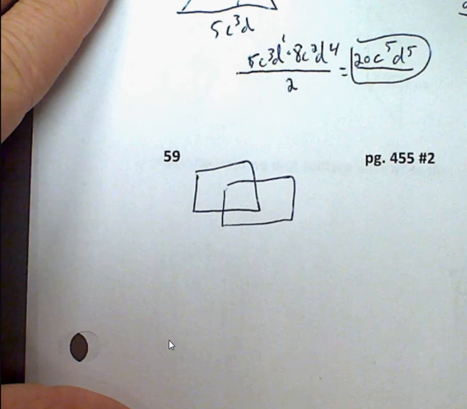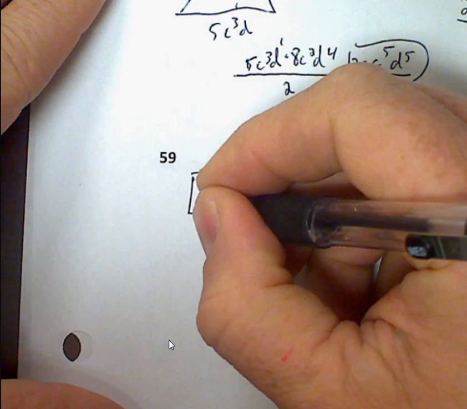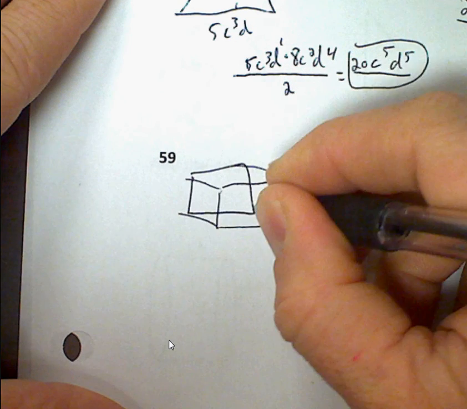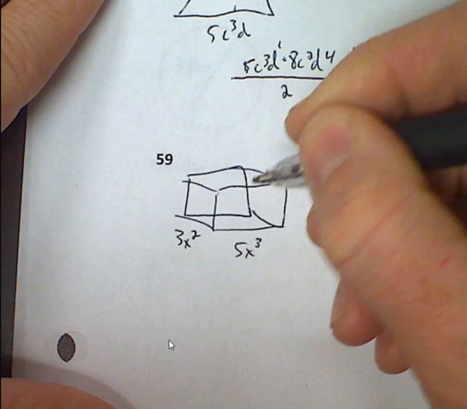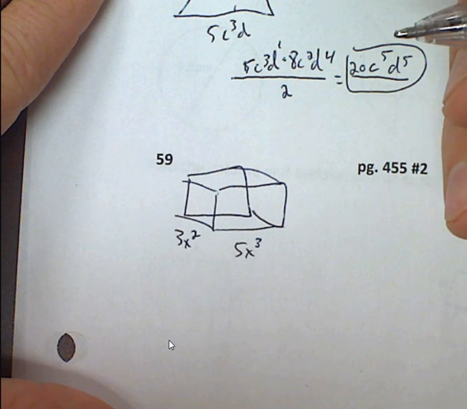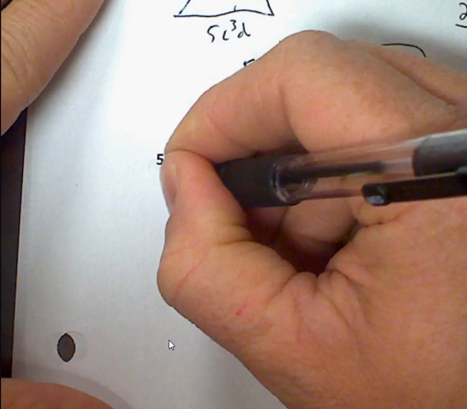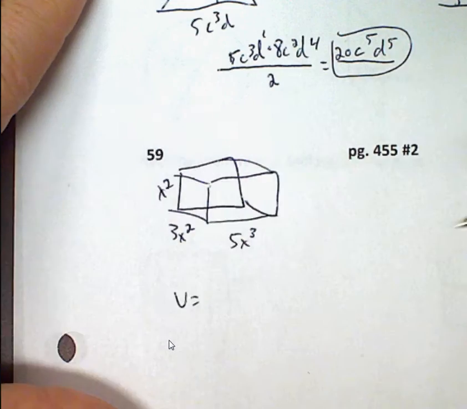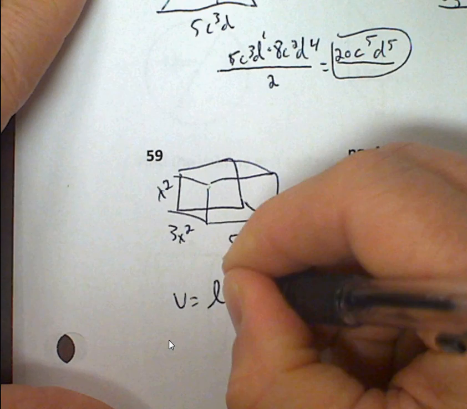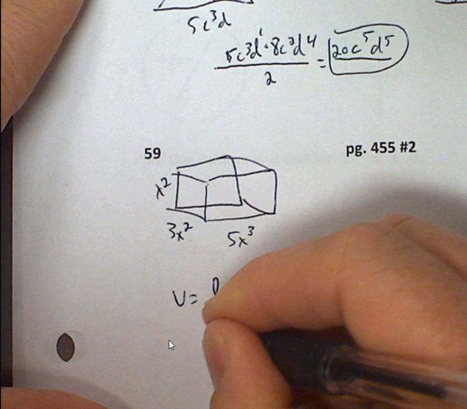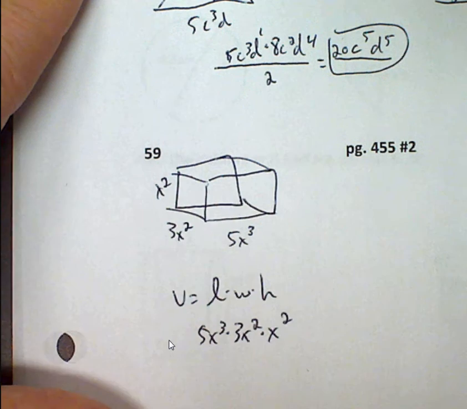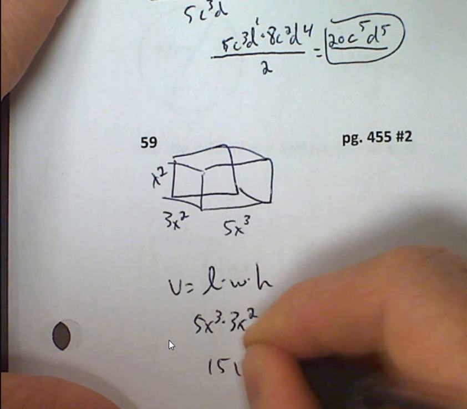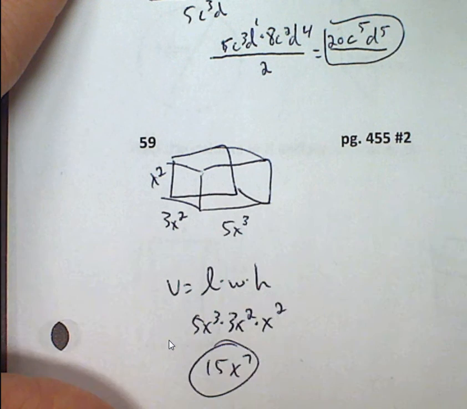Number 59, they give us a rectangular prism. We have 5x to the third, we have 3x squared, and then we have x squared. The volume of a rectangular prism is length times width times height. So I'm going to take 5x to the third times 3x squared times x squared. This would give me 15 x, that's 5, 6, 7, x to the 7th.